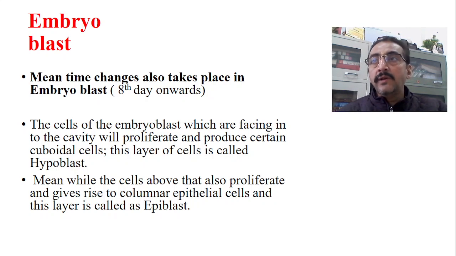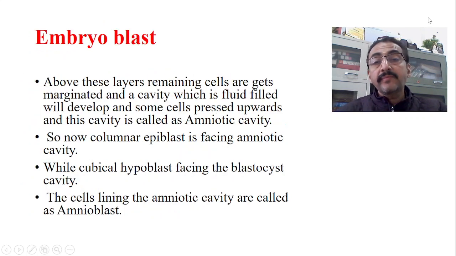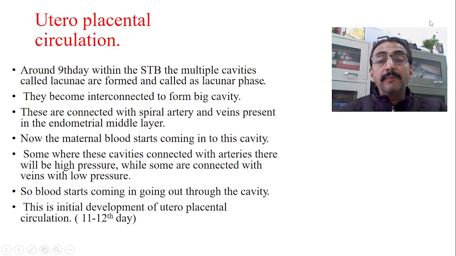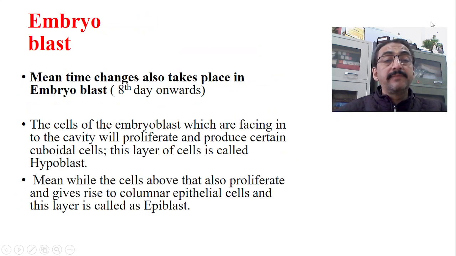Now the embryoblast will form different types of layers. The cells which are facing towards the uterine cavity produce certain cuboidal cells, and this particular first layer of cuboidal cells is called hypoblast. Meanwhile, the cells above that also proliferate and give rise to columnar epithelial cells, and this layer is called epiblast. So like that, there is formation of the two important layers. One is hypoblast and another one is epiblast.